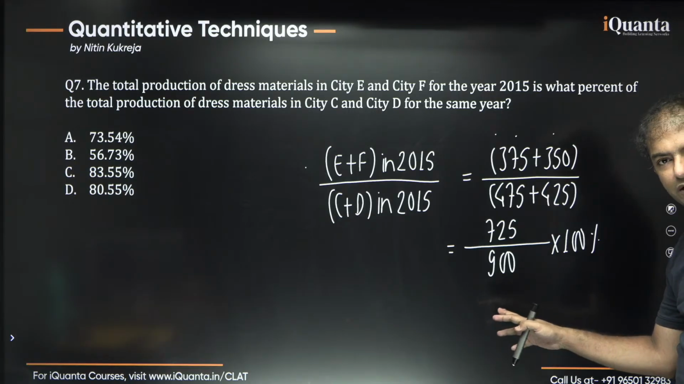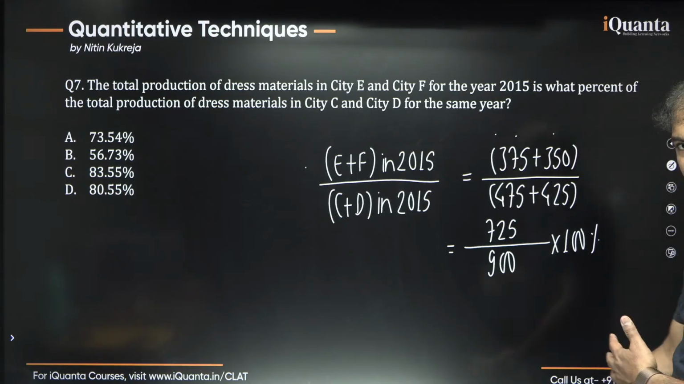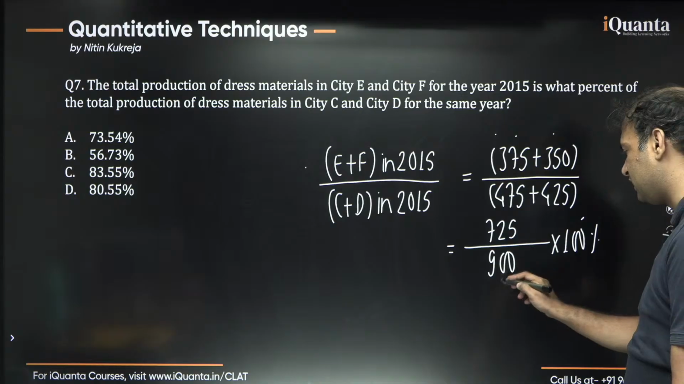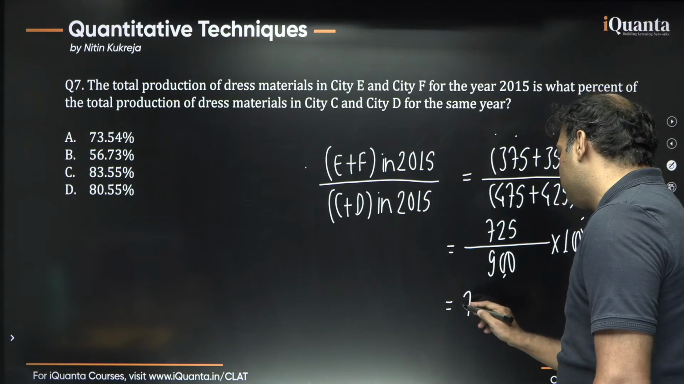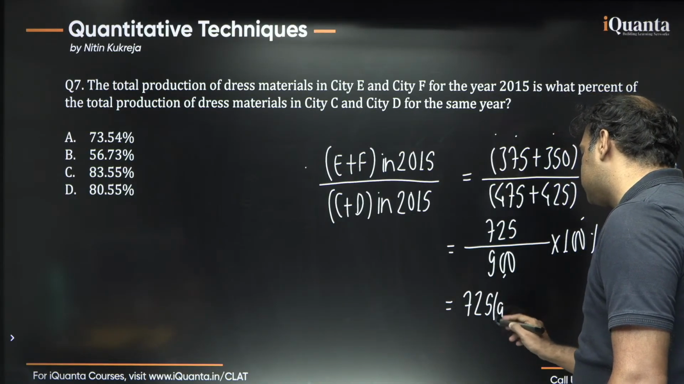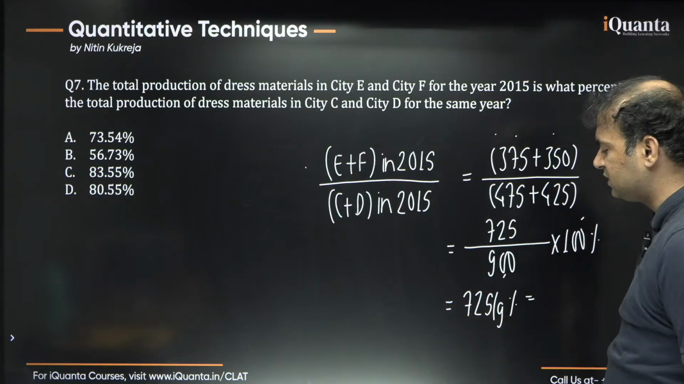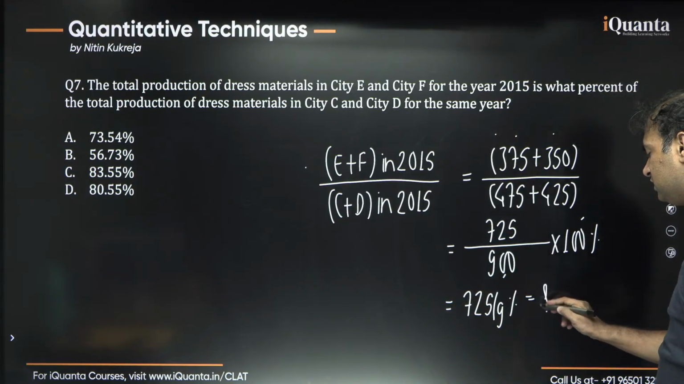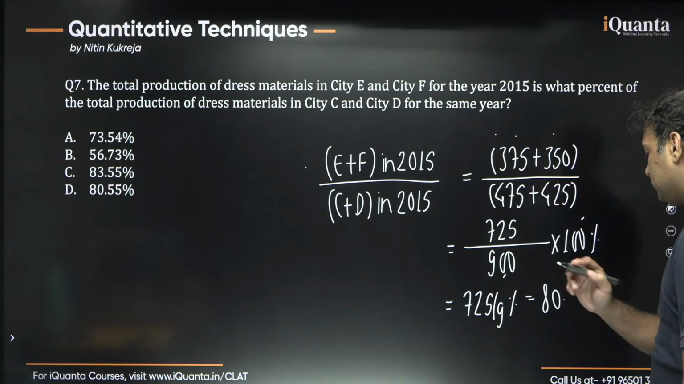Because the denominator is a multiple of 100, that's why I'm using it. So 100 by 900 is basically 1 by 9. We can say this is 725 by 9 percentage, right? So 72 upon 9 is actually 8, and then 0, and then a decimal point.